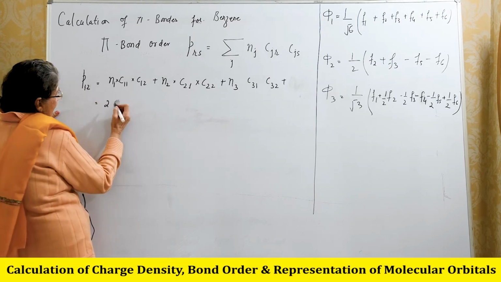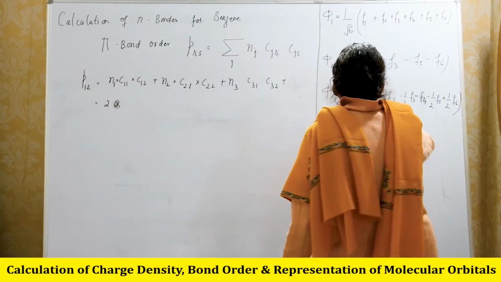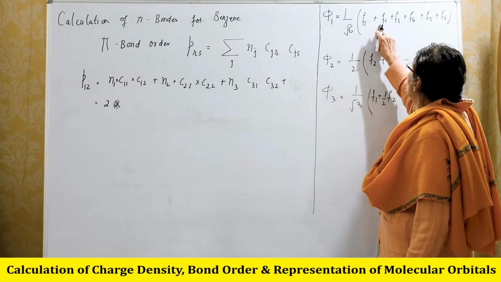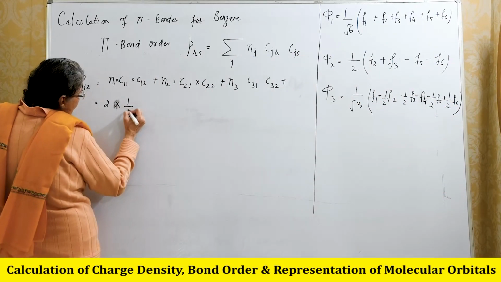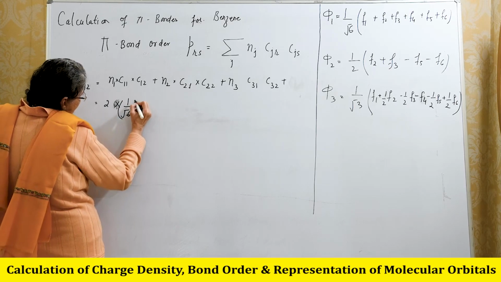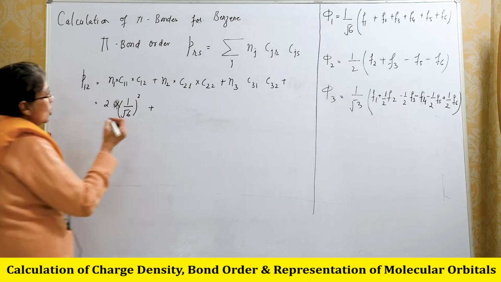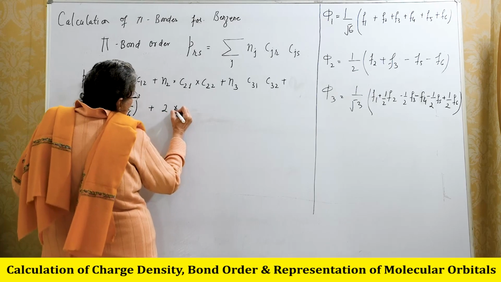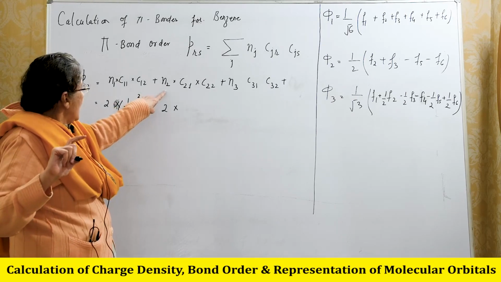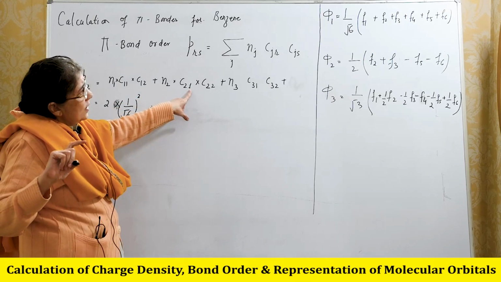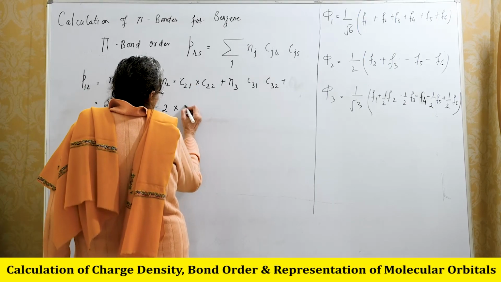N1 is 2. C11, first molecular orbital, 1 and 2, and 1 by root 6, 1 by root 6, 2, 1 by root 6 whole square. Now next N2. N2 is having 2 electrons, C21, the second molecular orbital, and the contribution of the first atomic orbital here is 0, so we will write down 0.